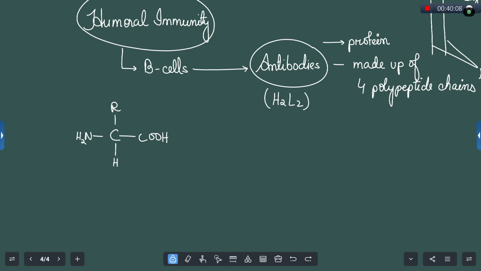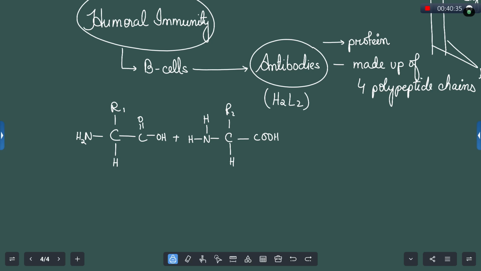Any group can be replaced by R. Another amino acid has CR2, COOH. You got it. This is NH2. Can I put NH2 like this? NH, this is hydrogen. C double bond O.